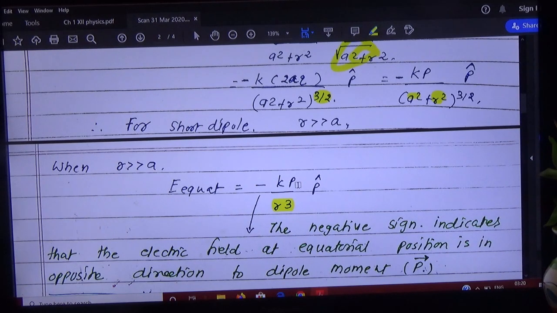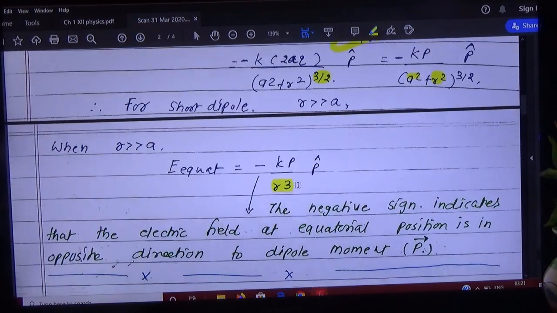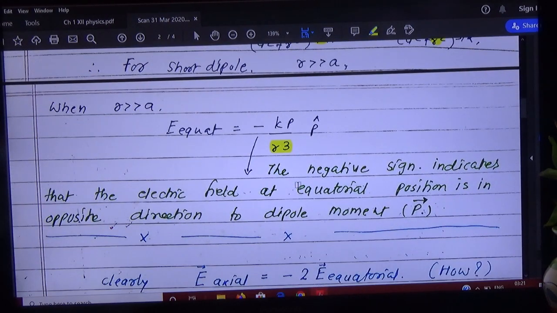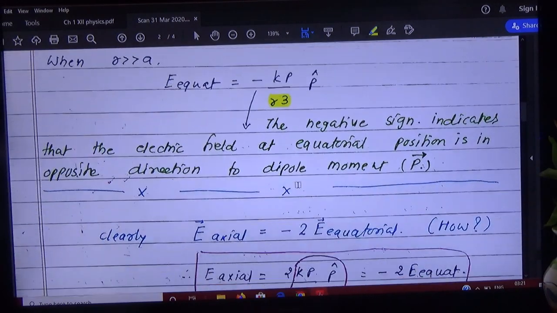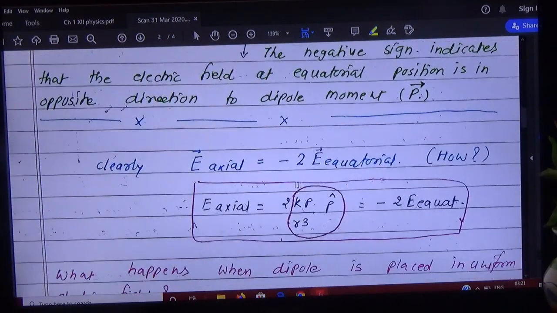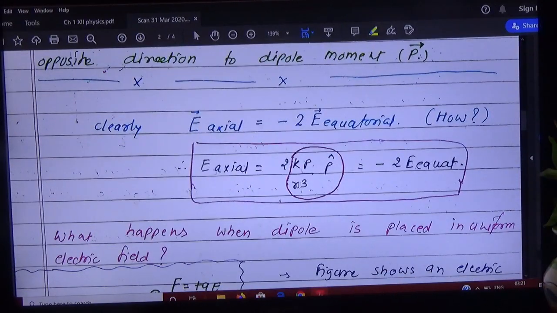into unit vector p. As I have mentioned earlier, the negative sign indicates that the electric field at equatorial position is in opposite direction of the dipole moment. If you have seen earlier that E axial was twice kp by r cube, it was positive, that means opposite of E equatorial, and it was 2 times, which you can see here. That is clearly E axial is 2 times E equatorial, but with the opposite sign.